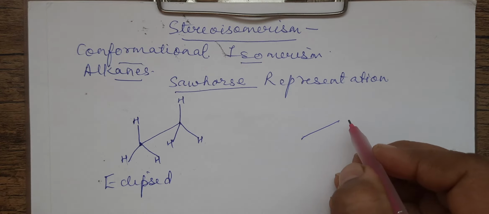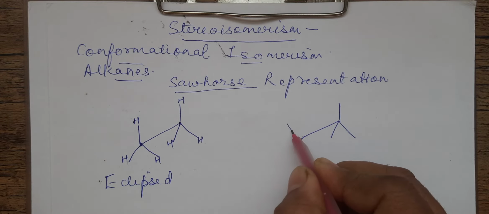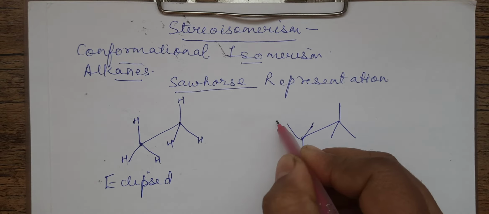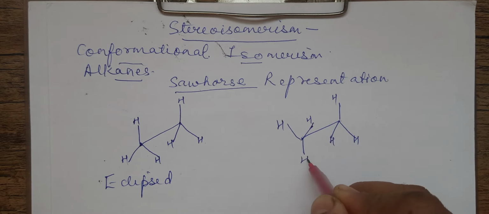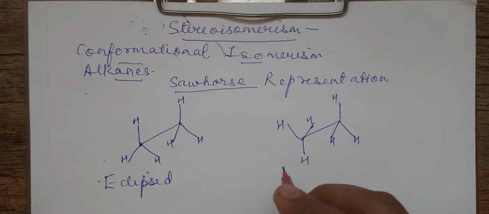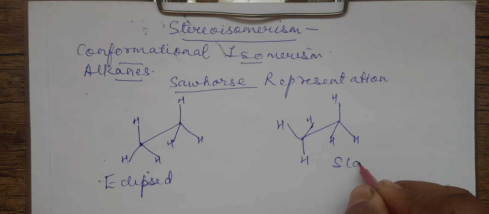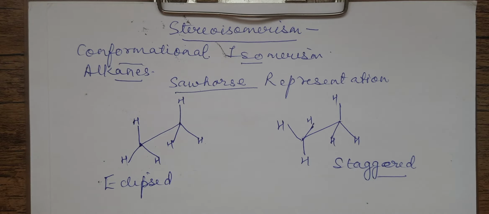The other extreme case which I am making is, suppose I make these hydrogen atoms and on this side I show three more. You can make out here what it is. The three hydrogen atoms which are present here and the ones which are present here are as far as possible, at the maximum distance. This type of conformation is called staggered conformation.